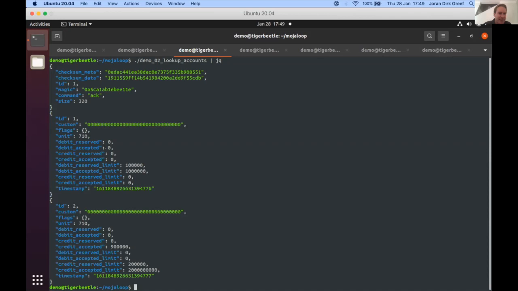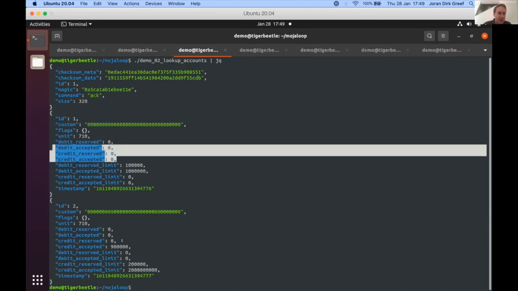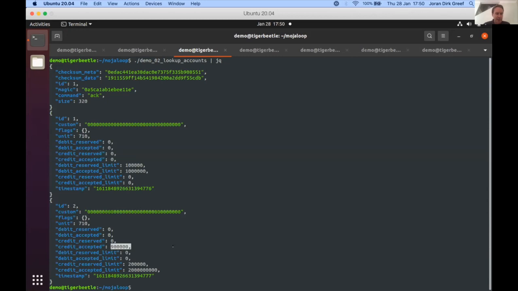So we see that the accepted debit and credit accepted for account 1 are both 0. Account 2 had quite a big credit balance. Let's see how we're doing now. And we've now, account 1 has got a nice debit balance of 1,000. It's accepted, and the credit balance of 2 has gone up equally by 1,000. So we've got double entry accounting.